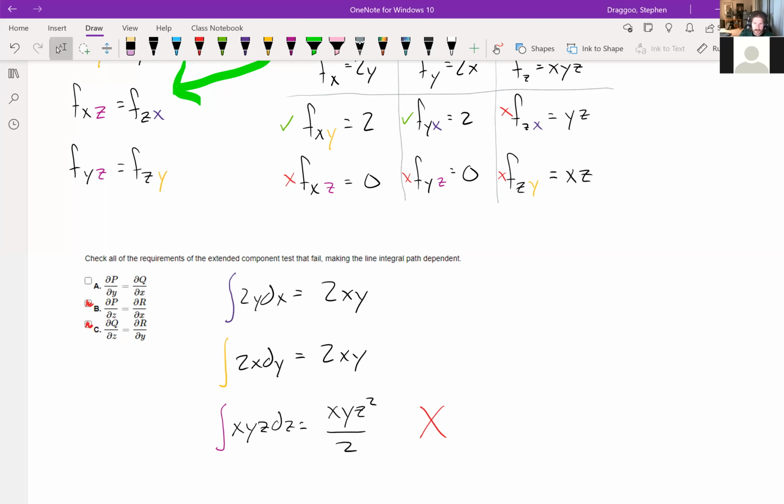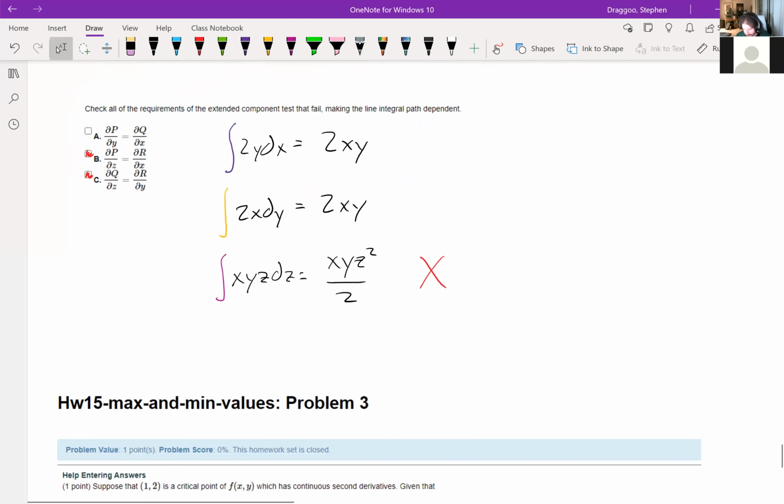The x and the y parts are already cool, which is why the x and y partials were fine. But anytime I try to compare it to the z term, I get that this thing falls apart, that x, y, z squared over 2. That's not going to fly. So because that z component doesn't mesh with the other two, I must not be looking at a conservative vector field.